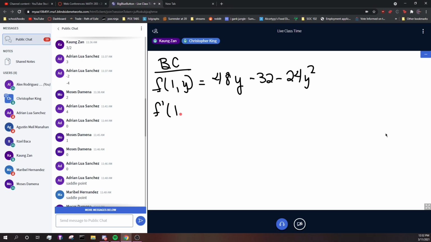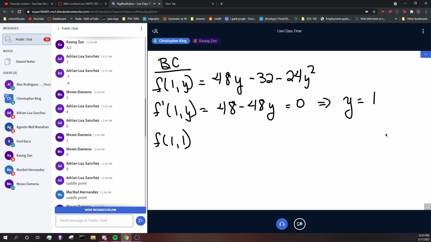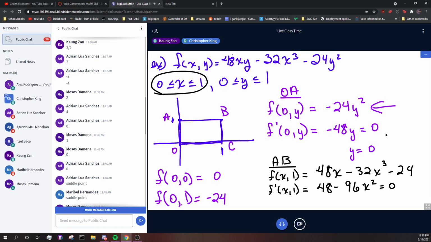So we need to find f prime of 1, y. f prime of 1, y is going to be what? 48 minus 48y. And we're going to set this equal to 0. If we set this equal to 0, what's y? 1. So we're going to be looking at f of 1, 1. Now, is 1, 1 an endpoint on the segment BC? Yes, it is. So we have that, but now we need to check the other side.